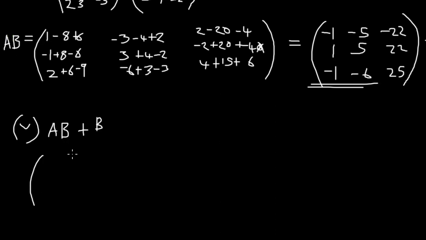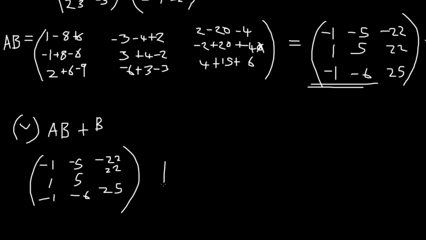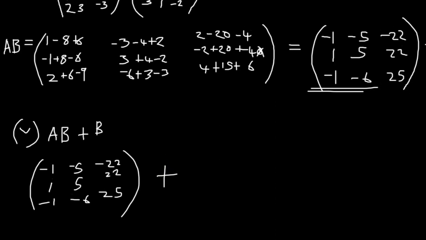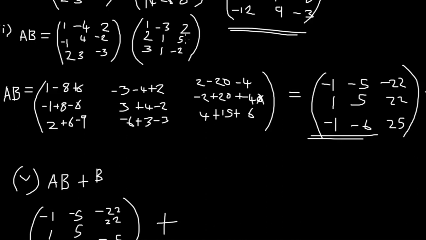Then my AB is this: negative 1, 1, negative 1, negative 6, and then we have 5, negative 5, then negative 22, then we have 22, we have 25 now as our last number there, like that. And then we add it with B. Let's check what our B is. So we're multiplying A times B. So this was our B.